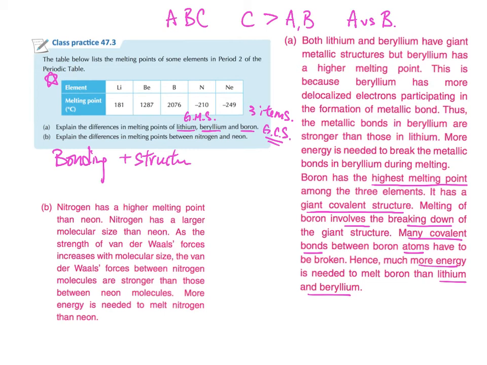Next, you talk about lithium and beryllium. Remember, lithium has 1 electron participating in the metallic bond, while beryllium you got 2. So therefore, the more delocalized electrons participating in the metallic bond, the stronger the metallic bond, and then more energy is required. So you can find that these 2 have giant metallic structures. Beryllium has a higher melting point because more delocalized electrons participate in the metallic bond, so the metallic bond will be stronger than that in lithium.